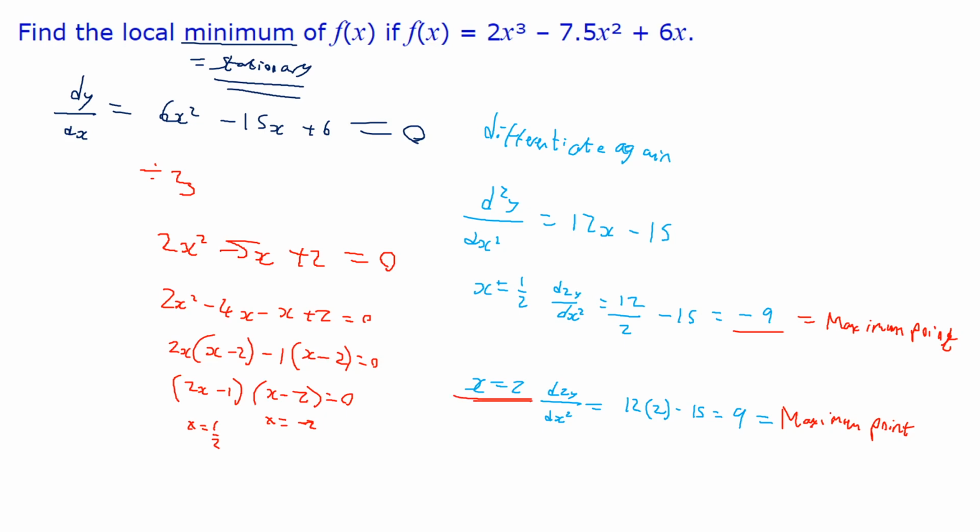The question is what is y going to be? So, f of 2 is just going to be 2 times 2 cubed minus 7.5 times 2 squared plus 6 times 2. And when you plug that into your calculator, you are left with an answer of minus 2. And so therefore, the local minimum is equal to 2, minus 2.